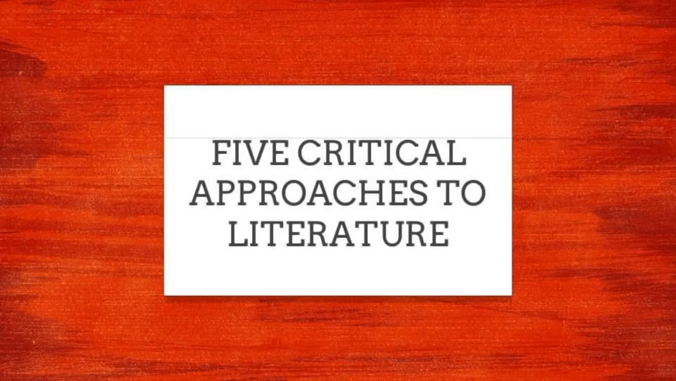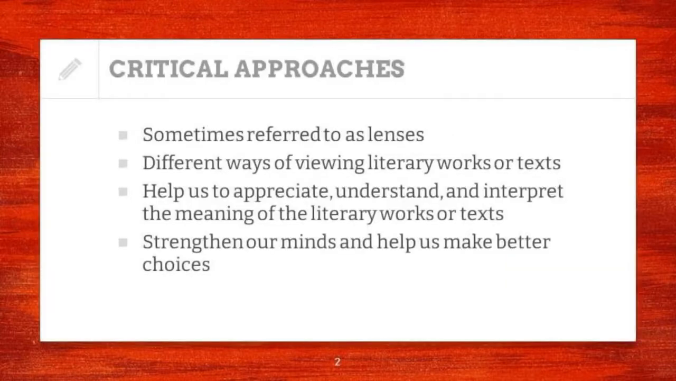Hi everyone! In this video, we're going to talk about the 5 critical approaches to literature. Critical approaches are sometimes referred to as lenses. These are different ways of viewing literary works or texts. These help us to appreciate, understand, and interpret the meaning of the literary works or texts. These strengthen our minds and help us make better choices.